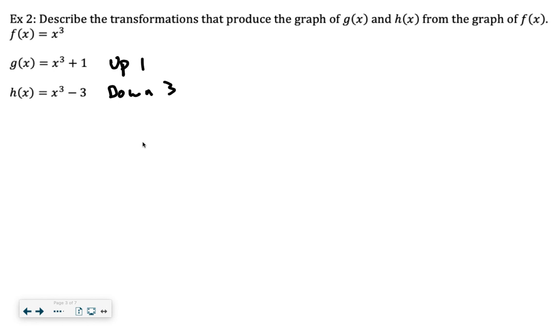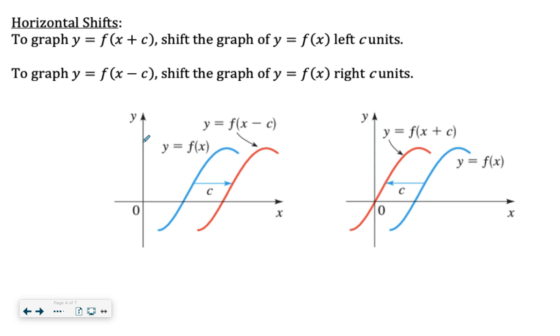So the second type of shift that we're going to look at is a horizontal shift. Now, this is whenever we are adding or subtracting something inside of a function. All right, and we'll look at a couple of different examples of what that means here. Now, we have to be careful here, right? If I am adding a value inside, that means I am shifting to the left, okay? It's kind of counterintuitive.